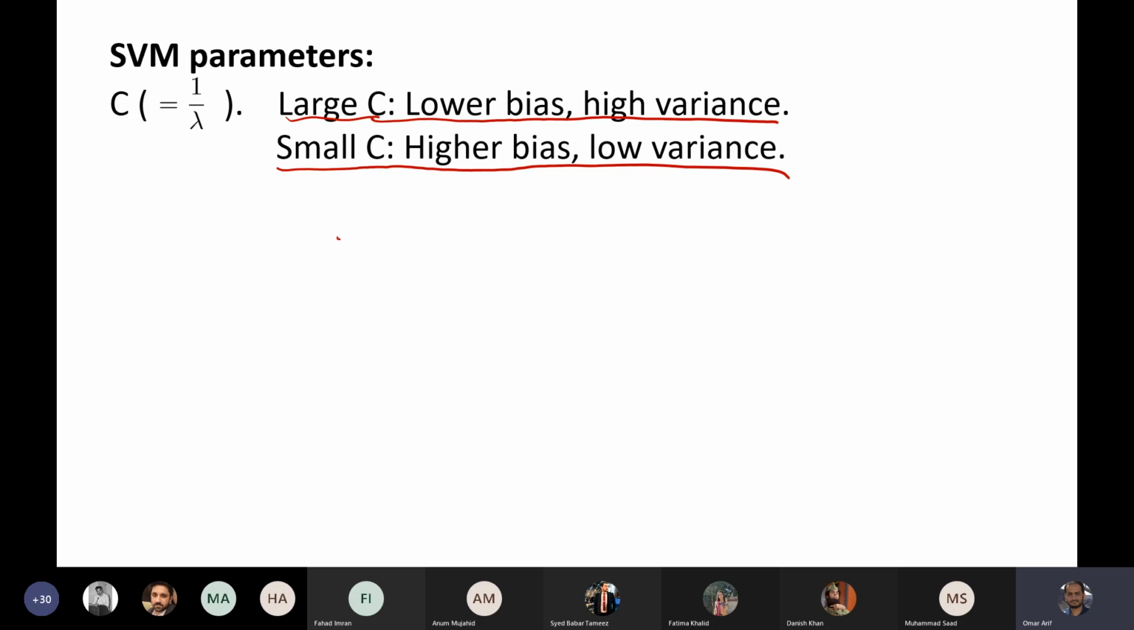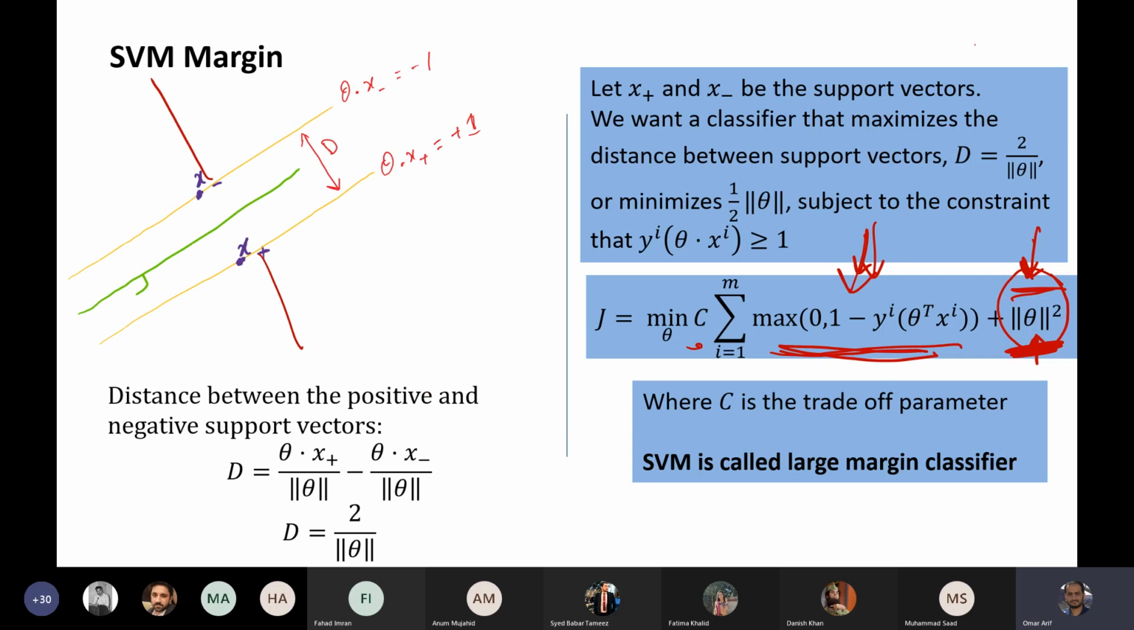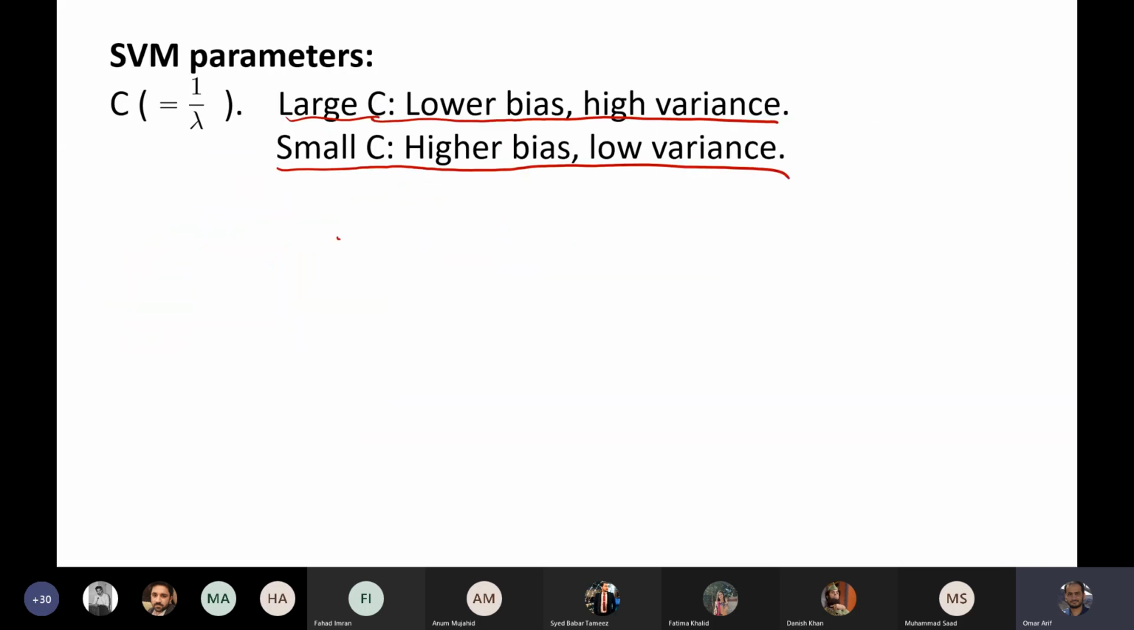And this is understandable because in logistic regression, the lambda parameter is with this term here. So naturally, by increasing lambda, you are doing more regularization, and more regularization basically means higher bias and low variance. Okay, any question?